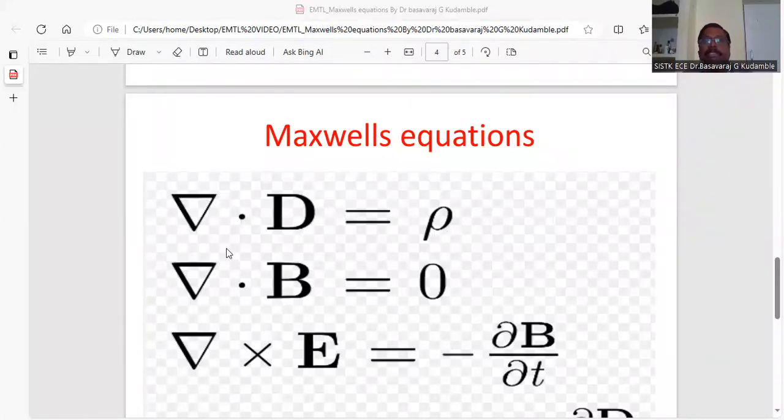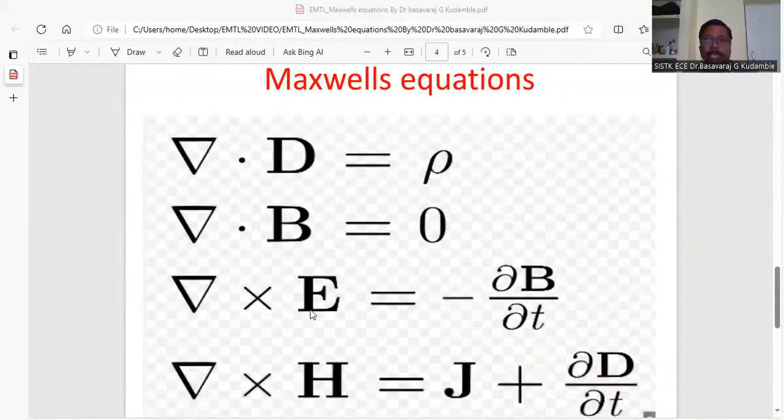Then this del dot B, once again a divergence. We call del dot B the divergence of the magnetic field, and for a closed path it is equal to 0. That is, the net magnetic flux coming out is equal to that going in. So the total net flux is equal to 0.